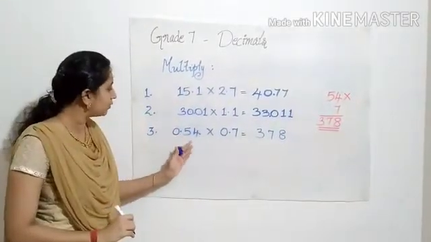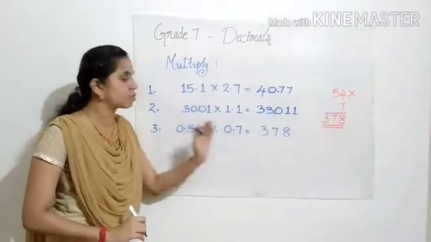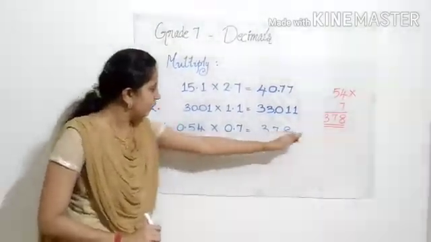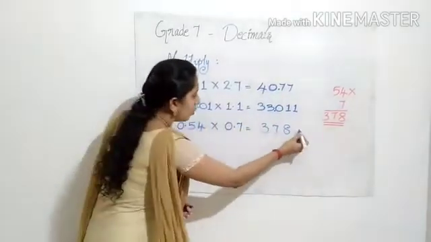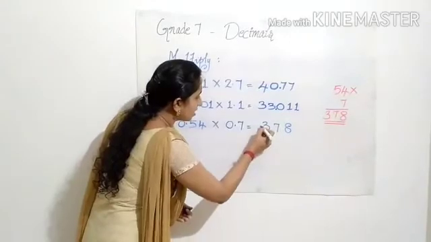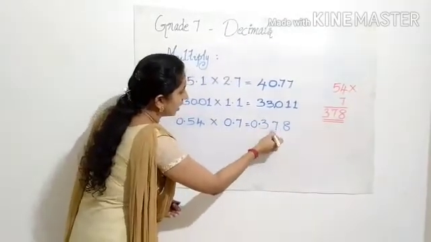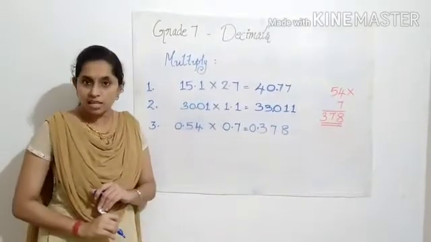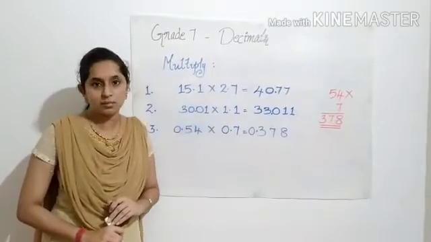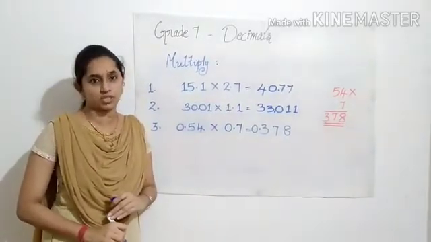Now count the number of decimal places. Here you can see after the dot 2 places, here 1 place. So 2 plus 1, 3 places. From backward you please jump 3 places. So 1, 2, 3. It reaches here. So you just write a 0 here and the answer becomes 0.378. This is how to do multiplication of decimal numbers. I hope it's clear to you. Now let's move on to division.